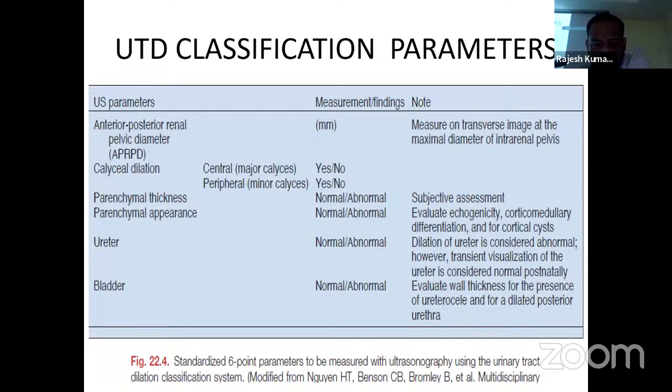Now, the standard 6-point parameters to be measured by sonography, the UTD classification parameters. One is anterior posterior renal pelvis diameter, measured by sonography on a transverse image. Second is calyceal dilatation. Third is parenchymal thickness or parenchymal appearance. Fourth is ureteral, any abnormalities in the ureters. And fifth is any changes in the bladder, like bladder wall thickness or presence of ureterocele or dilated posterior urethra. And last, sixth is postnatally unexpected oligohydramnios.